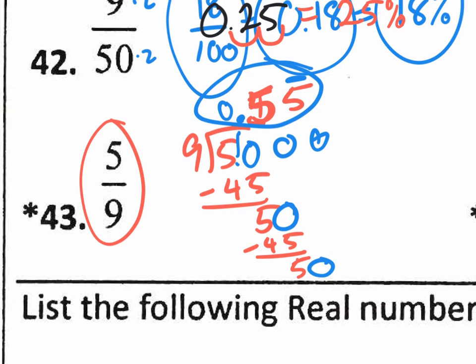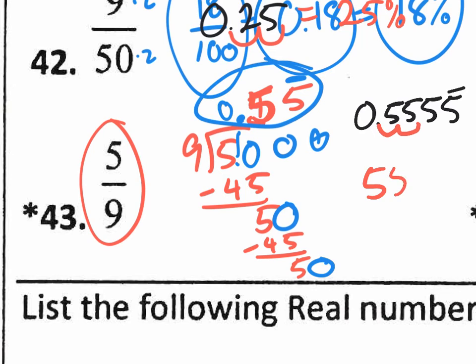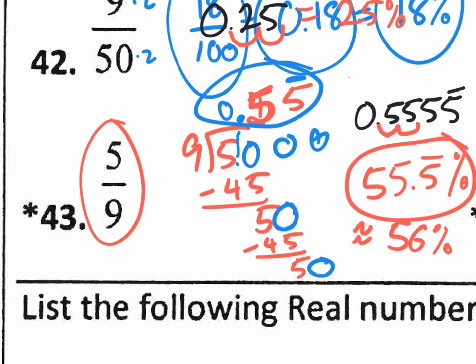If you wanted to write it as a percent, you would have to move your decimal over 2 places. So you have 0.5555, and it keeps going. But if you move it over 2 spaces, that'll be a 55%, but then with a 0.5, 555, like that. Or you could do approximately 56%, because the 5 will make it round up to a 6. I would leave it like this though, 55.55 with the percent on it.